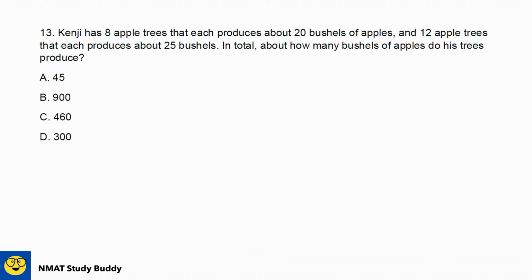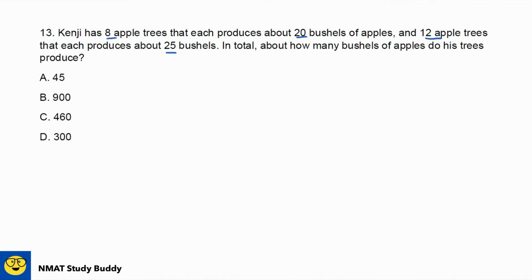Number 13, Kenji has 8 apple trees that each produces about 20 bushels of apples, and 12 apple trees that each produces about 25 bushels. In total, about how many bushels of apples does his trees produce?